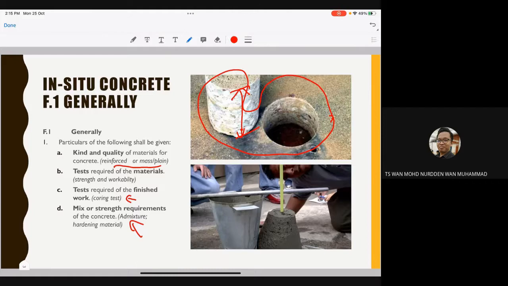For example, the thickness, say the thickness is 150 mm. So is it 150 mm? So they will do a coring test. Who does it? Usually engineers. The engineer on the client side will do the coring test to check whether the concrete work done by the contractor is correct or not. And then the mix or strength requirement of the concrete, whether there is admixture or hardening material being used.